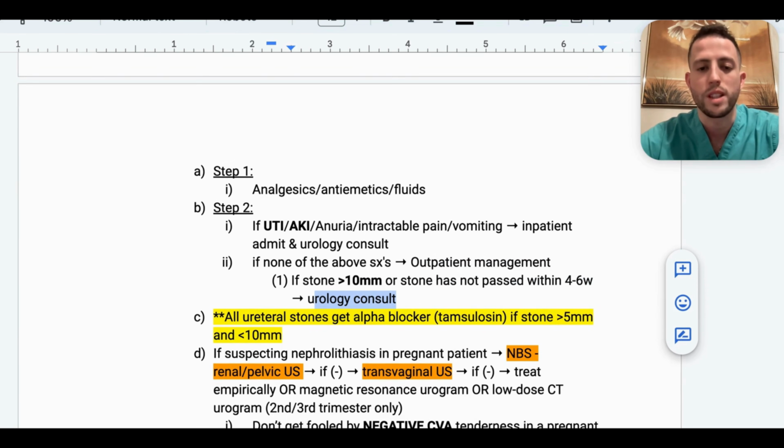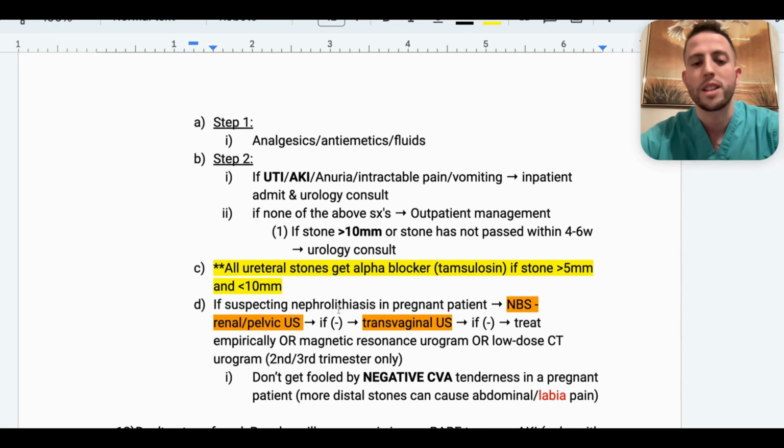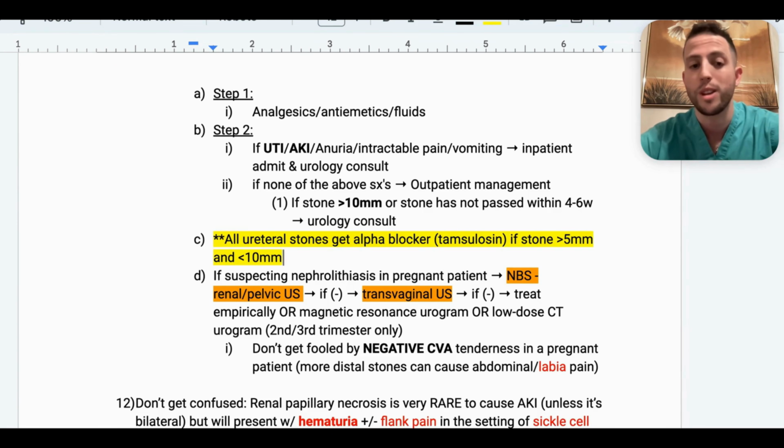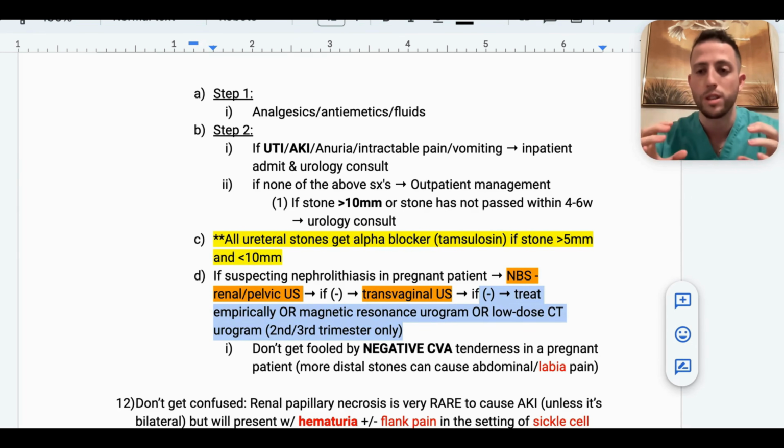All ureteral stones get alpha blockers such as tamsulosin if the stone is greater than 5 millimeters and less than 10 millimeters. If suspecting nephrolithiasis in a pregnant patient, your next best step is a renal or pelvic ultrasound. If that's negative, go for transvaginal ultrasound. If that's still negative but you have high suspicion, you treat empirically or magnetic resonance urogram or low-dose CT urogram in 2nd and 3rd trimester only. This far into the treatment algorithm tree is very rarely tested on step 2, but it can show up on step 3 occasionally.